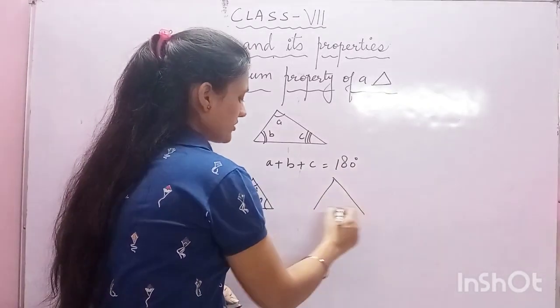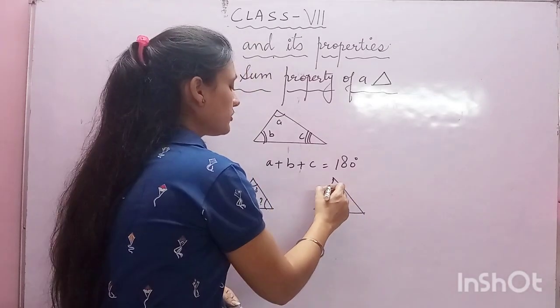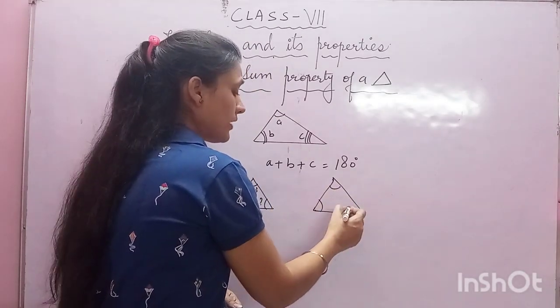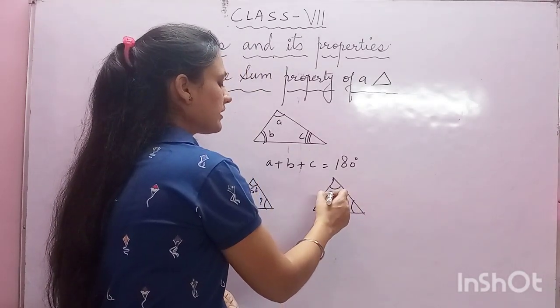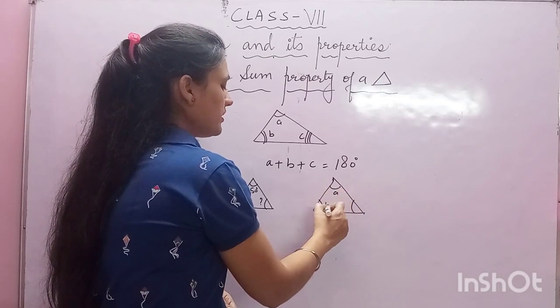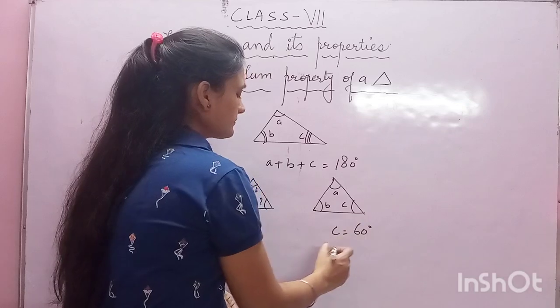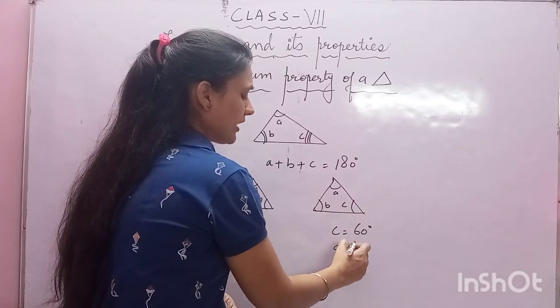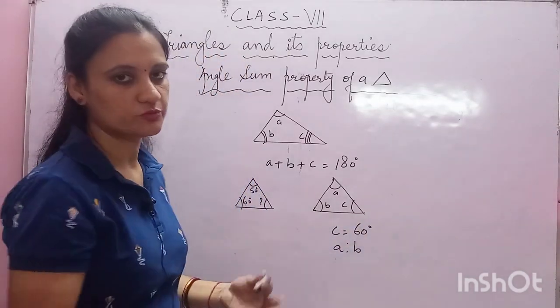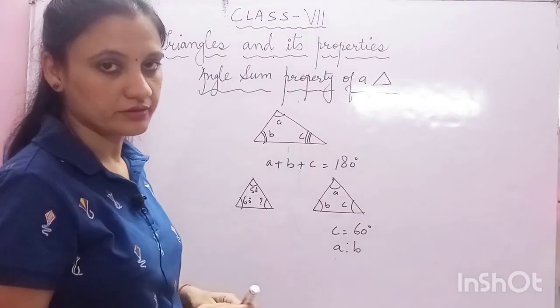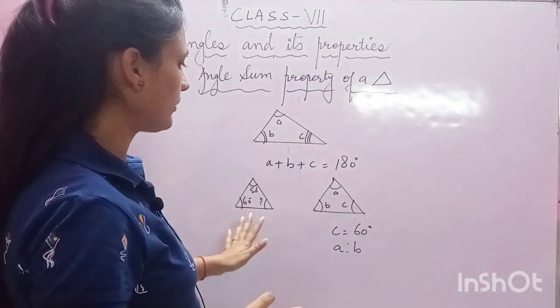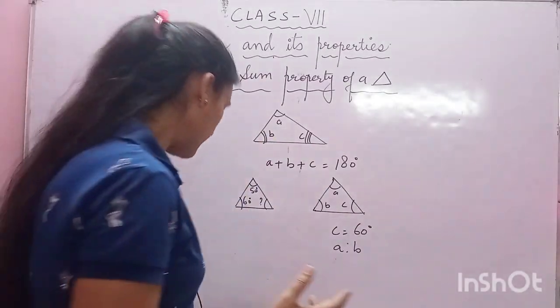Or the question can also come where they'll give you the ratio of two of the angles, and they give you the third angle. Suppose they say in triangle ABC, angle C is 60 degrees. They give you the ratio of angles A and B, and you are supposed to find out the angles, right? So these types of questions come in your exam.